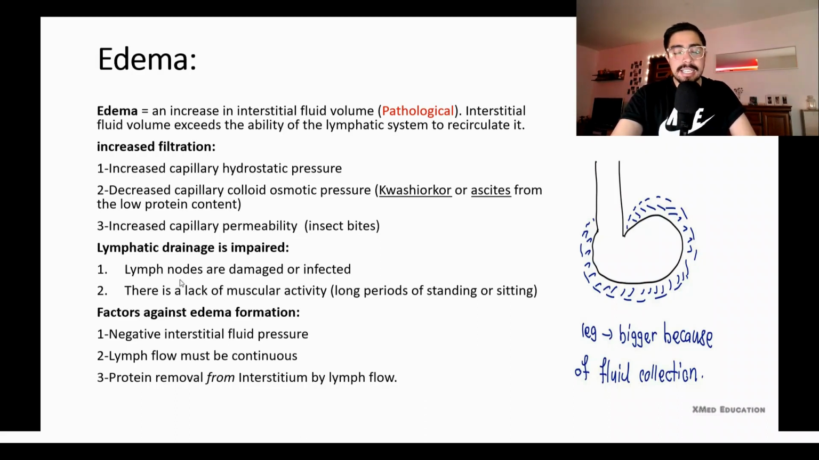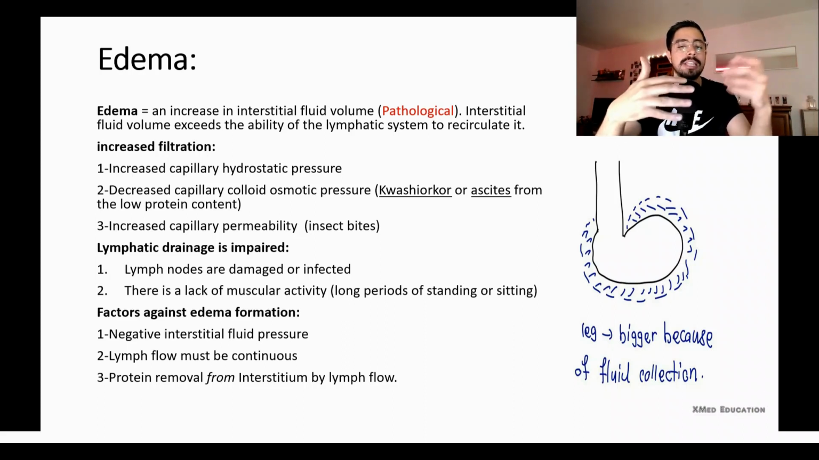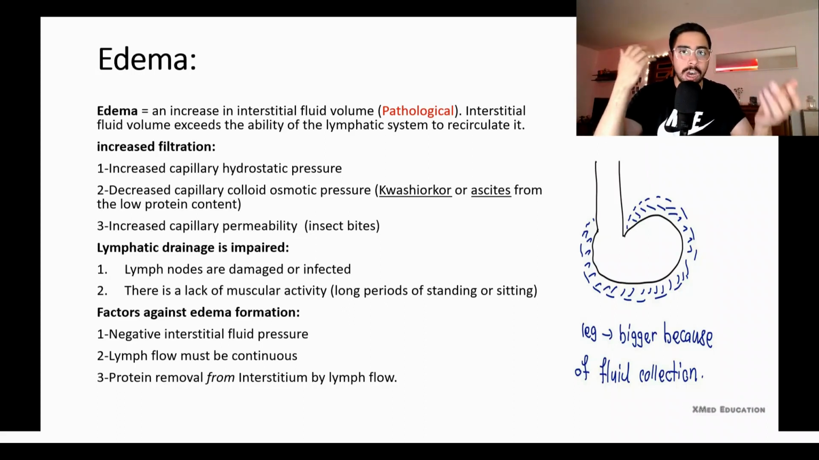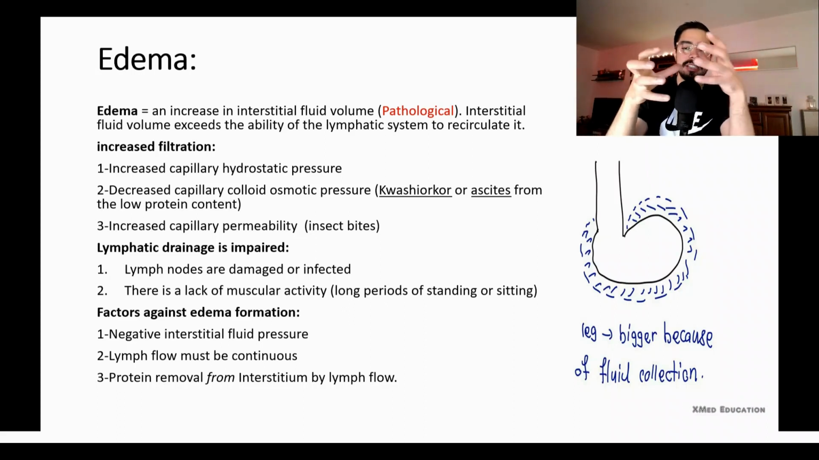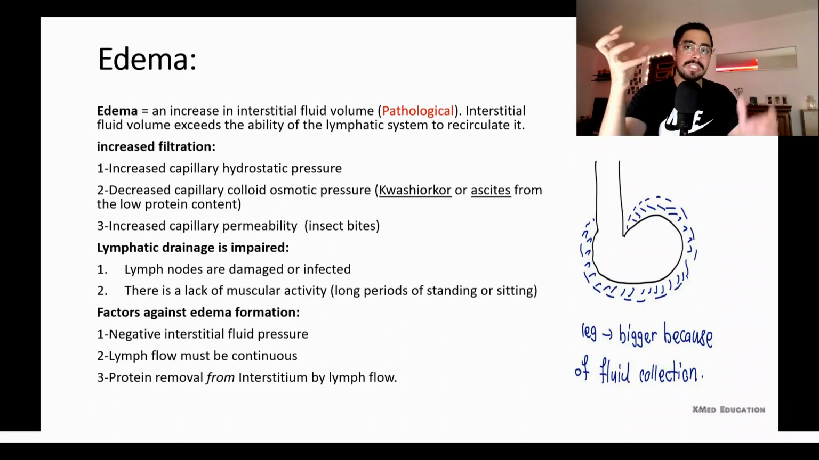And the second thing is prolonged lack of muscular activity. For example, you see that old patients who are always in bed have edema in their legs or their back, because they haven't moved for a long time and the skeletal muscle didn't work. If it doesn't work, the lymph vessel cannot pass the fluid, because we said it's one of the major factors that help the lymph fluid pass through the lymphatic system.